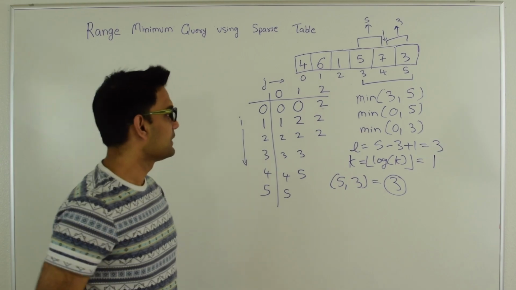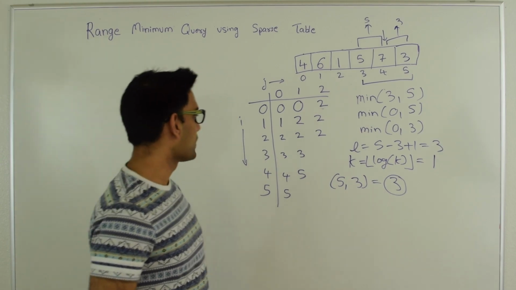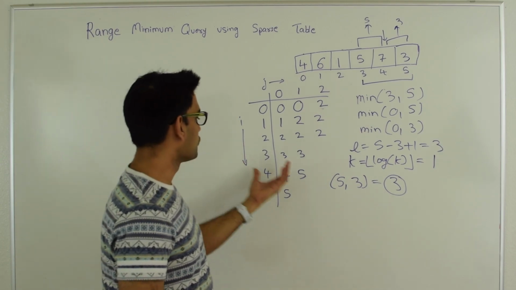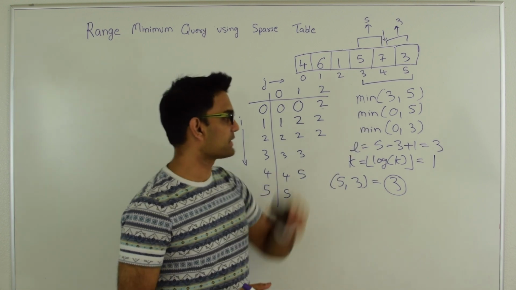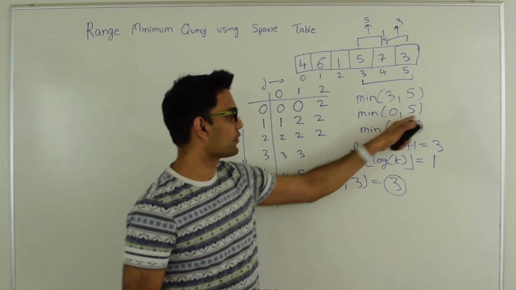So as you can see, this can be done in O of 1 time. All it took was 2 checks in this sparse table. Next, let's take one more example, looking for the minimum from 0 to 5.